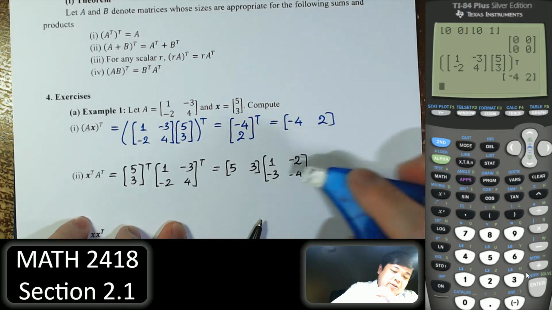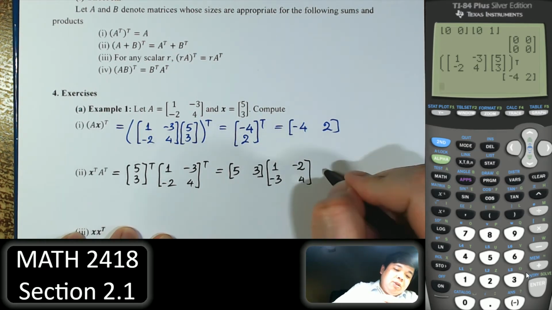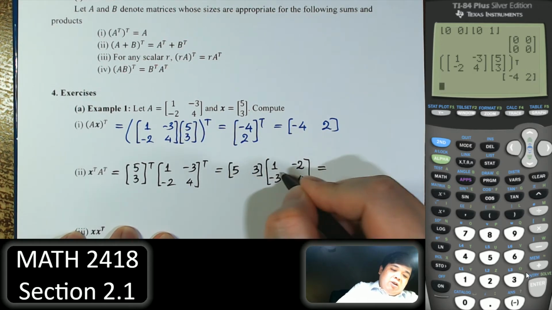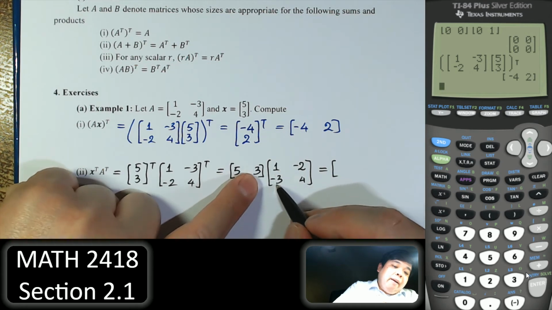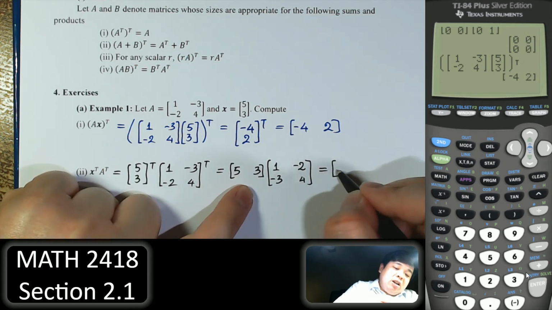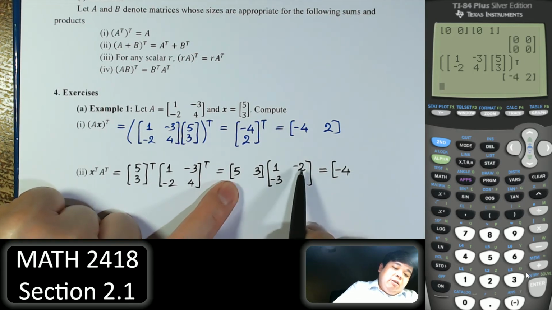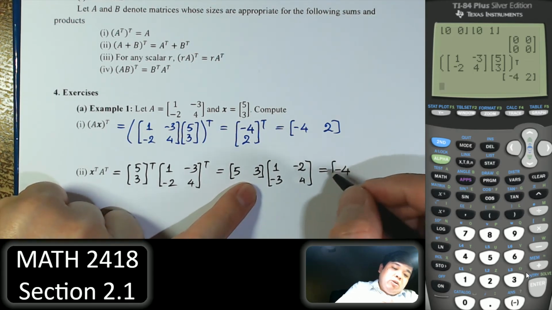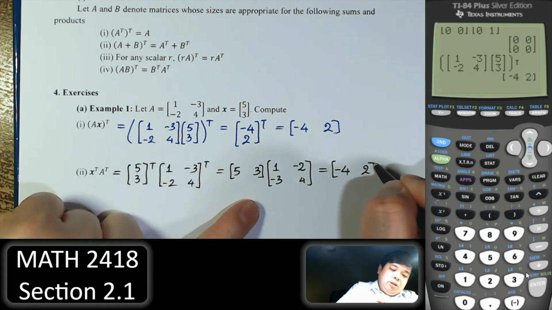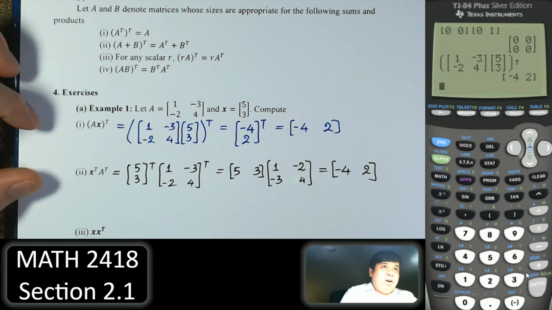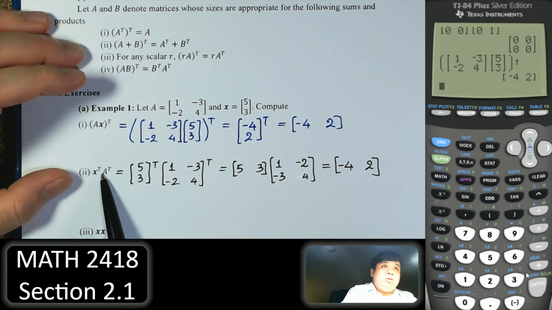Because I write -4 for no reason. Right, row times column, row times column. 5 times 1 is 5, minus 9, 5 minus 9, and -10 plus 12, -10 plus 12. And this confirms that A times X transpose is equal to X transpose A.